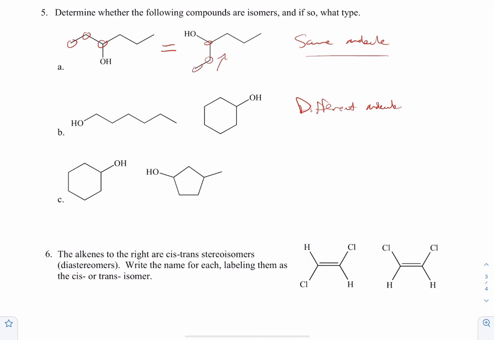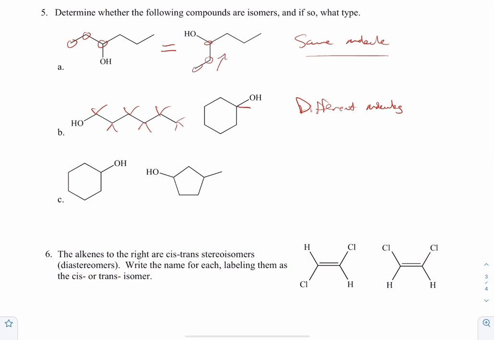Okay. Now you can double check. Let's double check just to make sure that they're different. So here we have our OHs. So those are the same, but we have 1, 2, 3, 4, 5, 6 carbons. We have 1, 2, 3, 4, 5, 6 carbons. But let's count the hydrogens really quick. Okay. So I've got 2 here, 2 here, 2 here, 2 here, 2 here, and 3 on the end here.